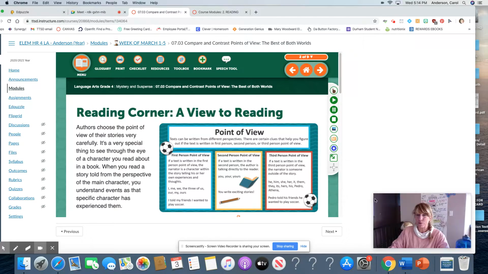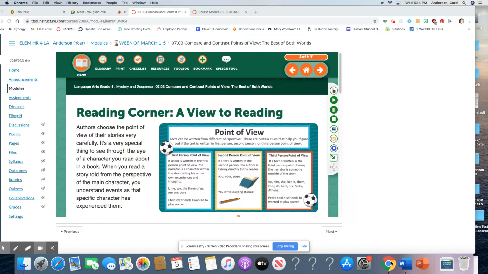The next one, I'm going to move my face down so you can just look at the screen. You can look at the screen or just listen. The next one is the second person point of view. If a text is written in the second person, the author is talking directly to the reader. This is not a usual text whatsoever. This is more like if you have a cookbook or you're giving directions and you're given written directions. So that's where you're going to use words like you, your, yours. You write excellent stories. So that's me telling you. So I'm telling you in a second person point of view.